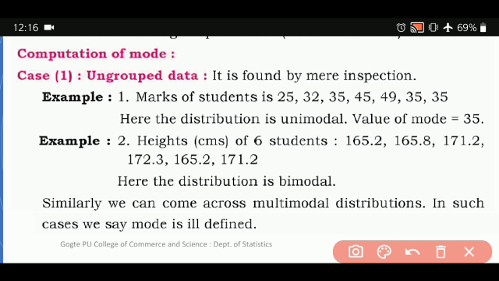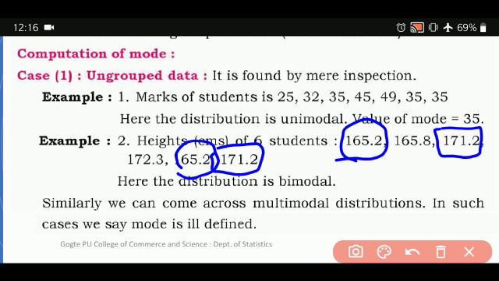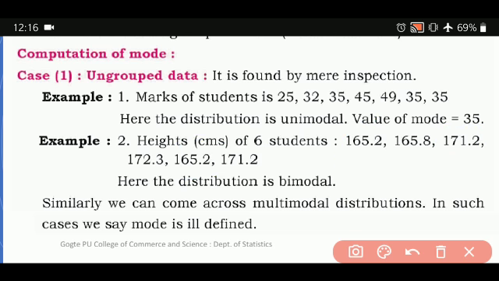Next example, height of 6 students: 165.2, 165.8, 171.2, 172.3, 165.2, 171.2. Here the distribution is bimodal. If you observe, 165.2 is repeated twice, as well as 171.2 is repeated twice. When two values are repeated the maximum number of times, we call it bimodal. There are 2 modes for the distribution.